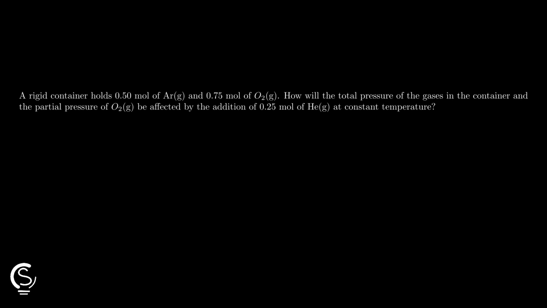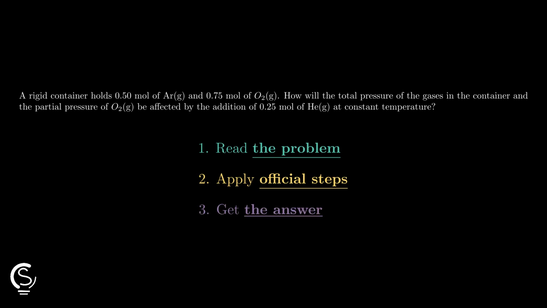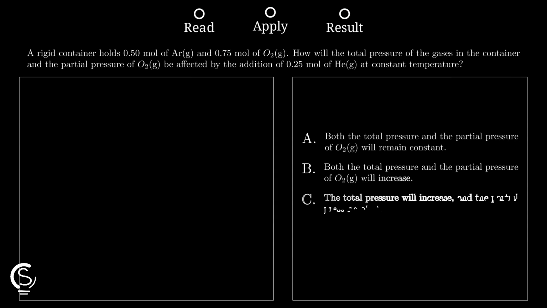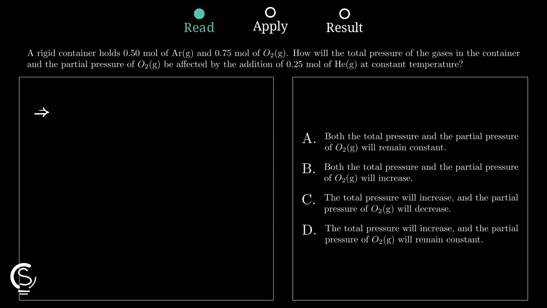Gas pressure problems can be tricky, but we will solve this one fast. Let's find out how adding helium changes the total and partial pressures. First, we look at the total pressure in our rigid container. Adding more moles of any gas like helium increases the total number of particles hitting the walls, so pressure rises.